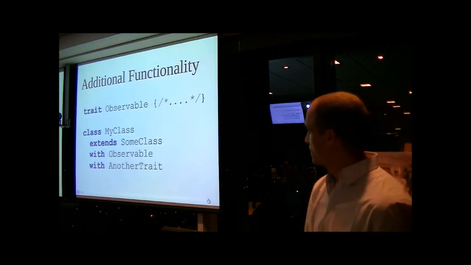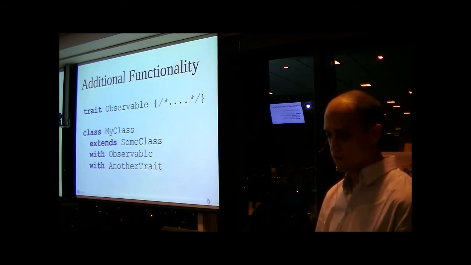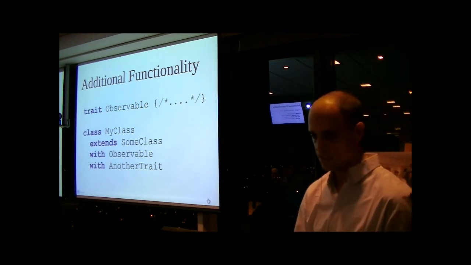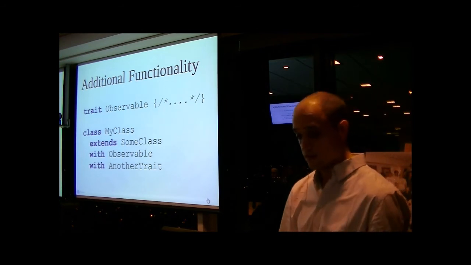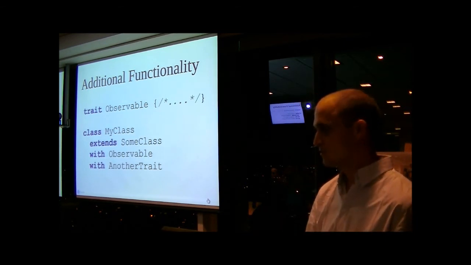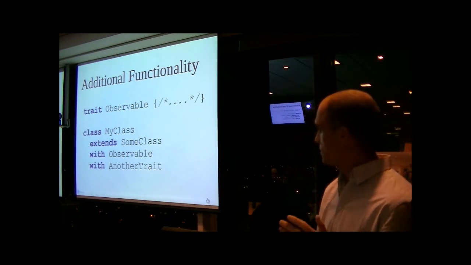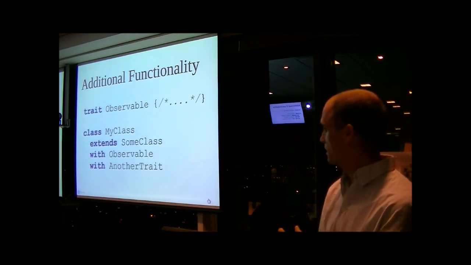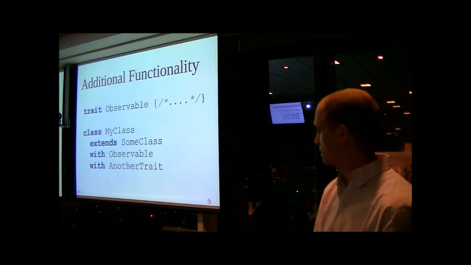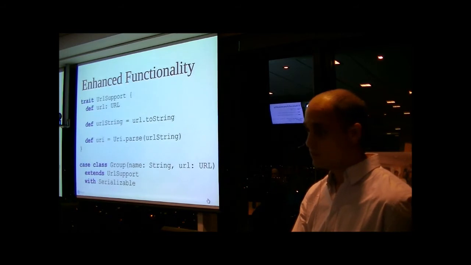Other things we can do with traits is have additional functionality. For example, we can have a trait for observable that has methods and fields for managing listeners and invoking events. As an anecdote, Java has an observable class, but nobody uses it, because if you extend this class, then you can't extend any other thing. In Scala, we can have our class extending another class and mixing in this observable trait and maybe another trait. So it's like a mixin in Ruby? Yeah.